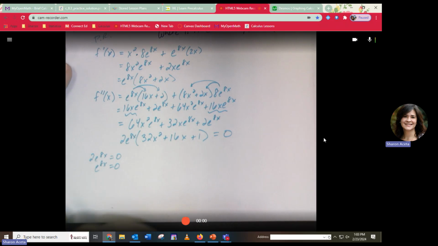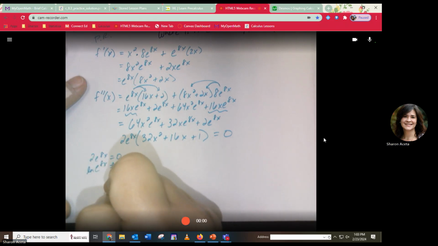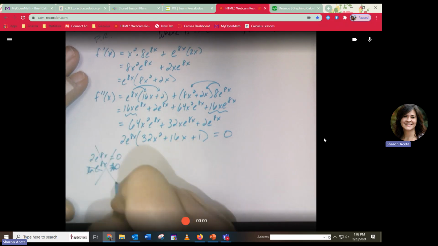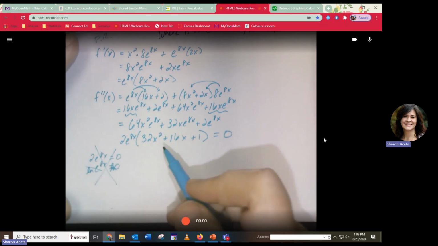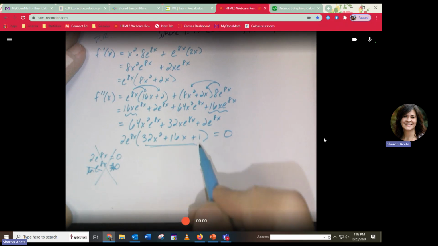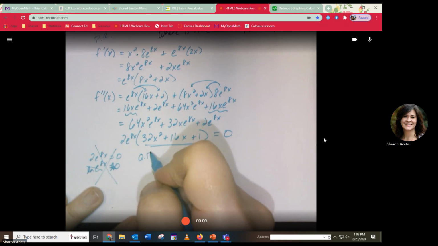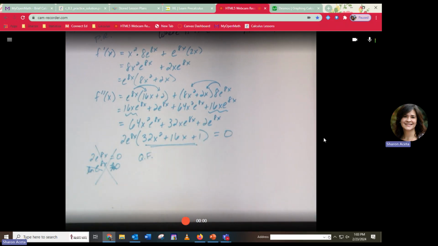How do you undo an e? You ln it. Well, you can't take the ln of 0. That's not true. So that's not our inflection point. These are our inflection points. And I hate to tell you, but this is a quadratic formula. But I want to show you a little trick.